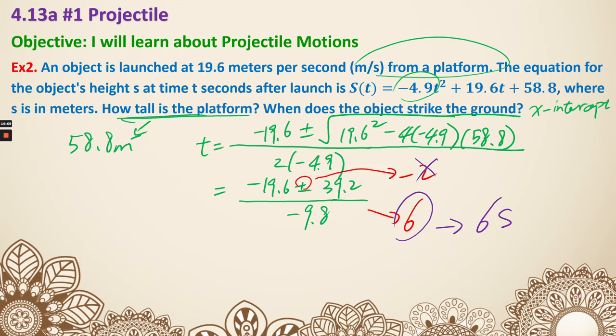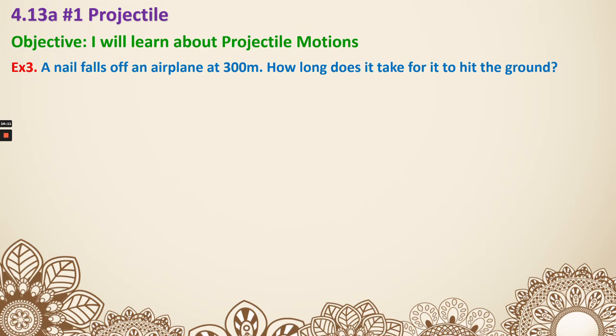Now, example 3. A nail falls off an airplane at 300 meters. How long does it take for it to hit the ground? It's using meters, so we gotta set it up with negative 4.9 t squared. Next, we need to know about v sub 0. In this case, if something is just starting to fall, the v sub 0 would actually be 0 because it doesn't have a speed at the very beginning until it starts falling more.